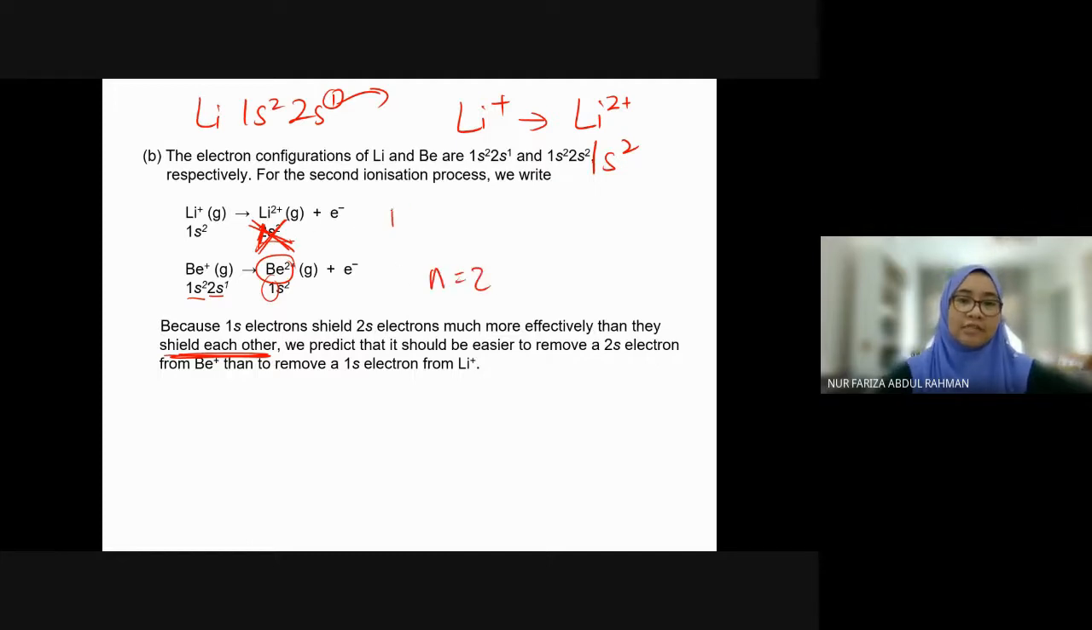Yang this one n is equal to 1. This is already n is equal to 1. Okay, that means dekat sini n is equal to 2. Kalau dia masih n is equal to 2, maksudnya shielding dia banyak, betul tak? Shielding effect dia still tinggi because the n is equal to 2. Now n is equal to 1.